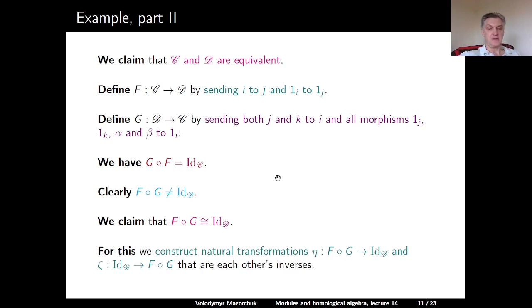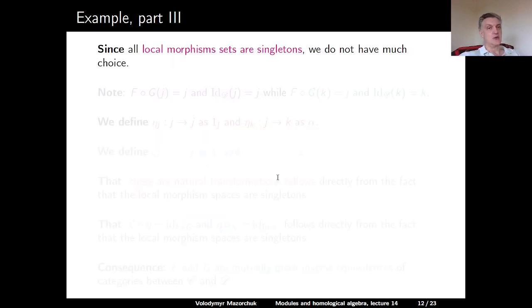And in order to prove that, we need to construct natural transformations eta from F after G to the identity on D and zeta from the identity on D to F after G, such that these two natural transformations are each other's inverses. So their composition gives the identity on the corresponding functors. Again, since all local morphism sets are singletons, we do not really have much choice. So note that F after G sends object J to J and object K to J, while the identity, of course, sends J to J and K to K.